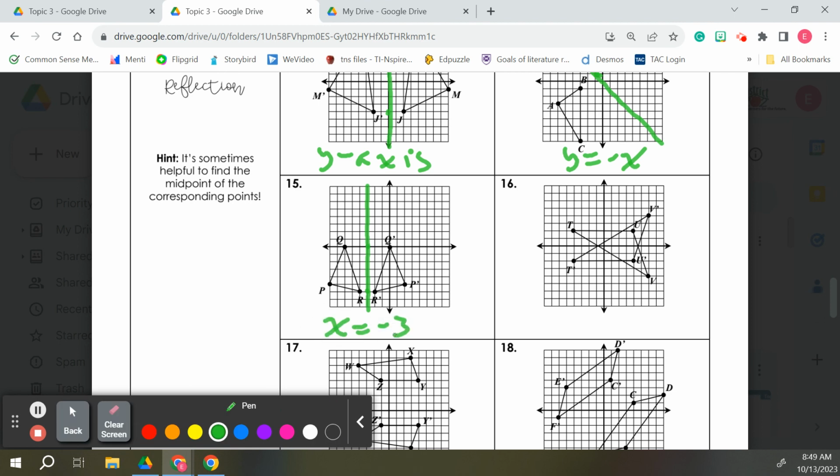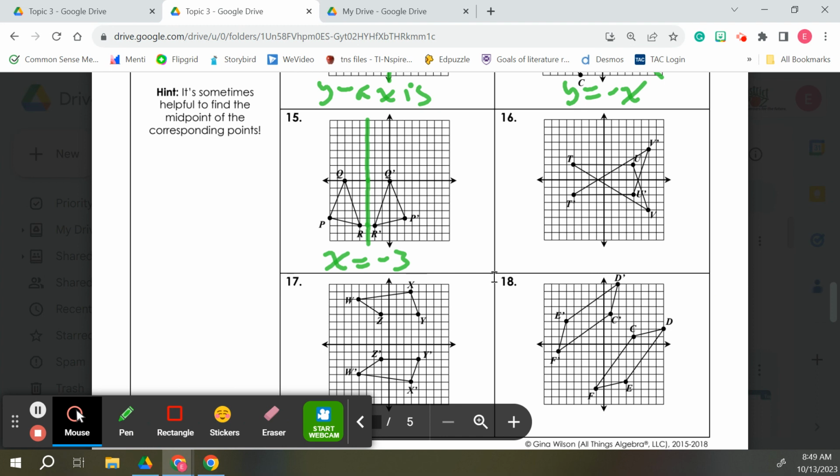It's a little hard on the screen, too. Okay. We're going to skip 16 for just a minute. I want us to get to visual first. I'll go over 16 in a second.